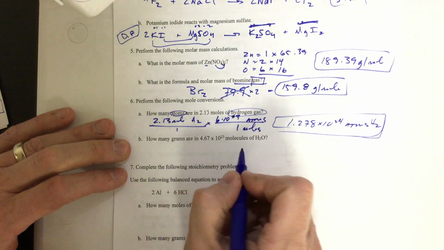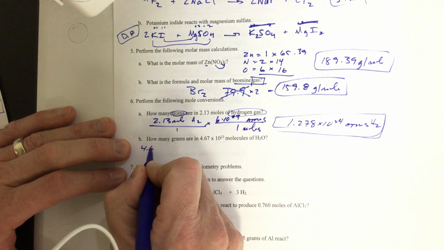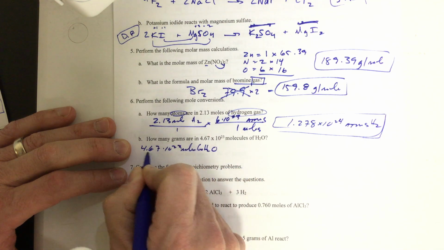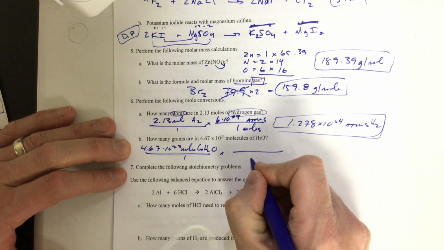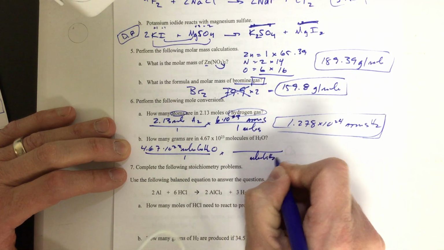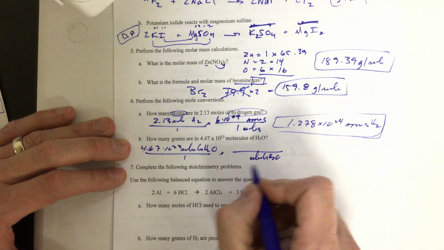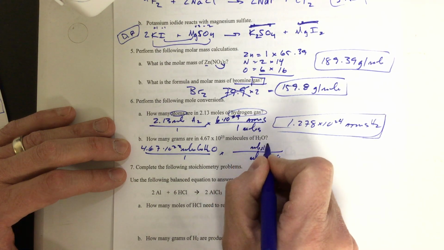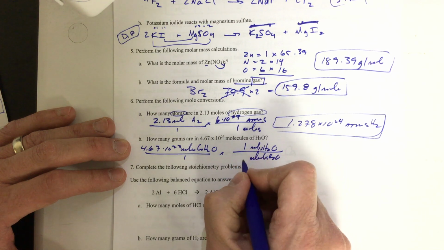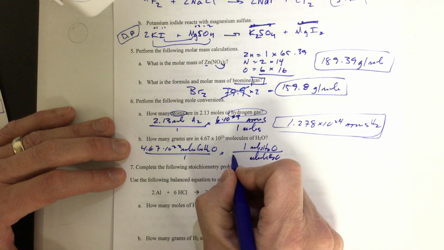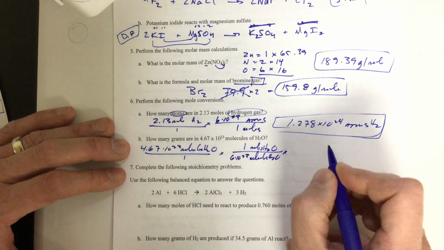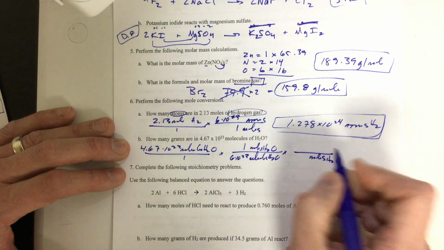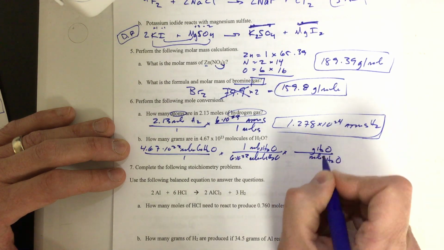How many grams are in that many molecules? Well, let's start with what I know. 4.67 times 10 to the 23rd molecules of H2O. Placeholder. Cancel molecules of H2O. I'm going to go to moles of H2O, 1 mole, and cancel my molecules with 6 times 10 to the 23rd. And then I'm going to cancel moles of H2O, and I'm going to go to grams of H2O.